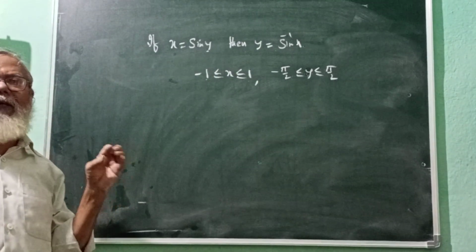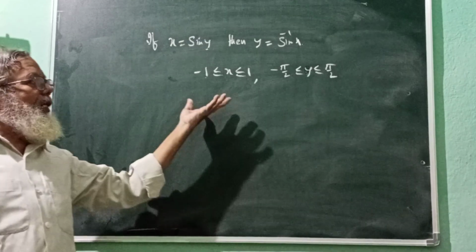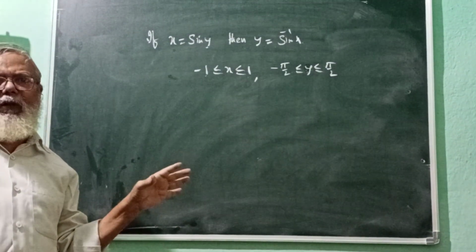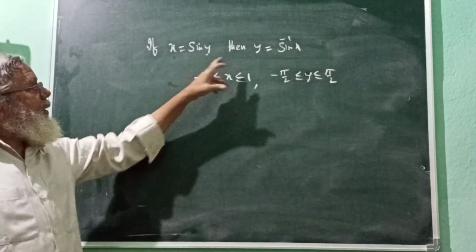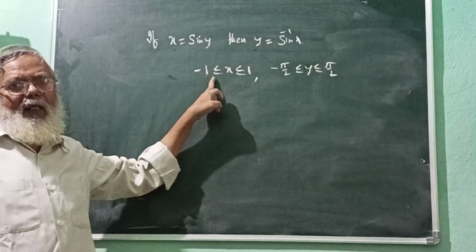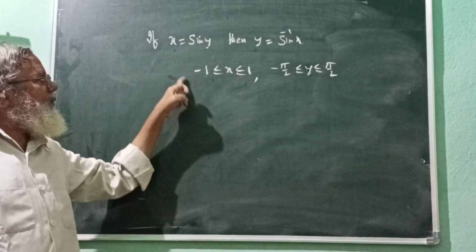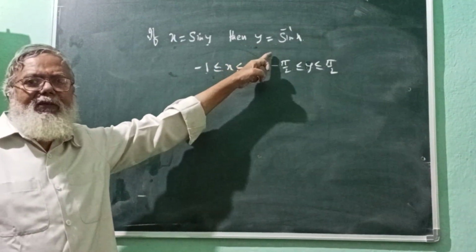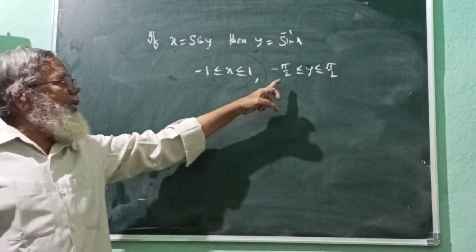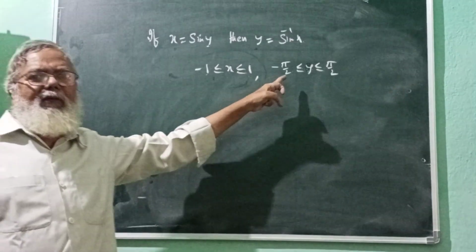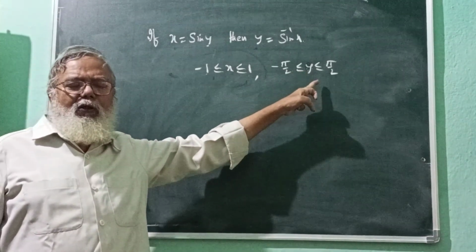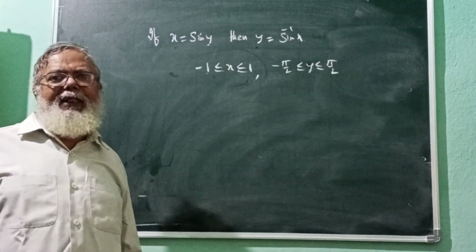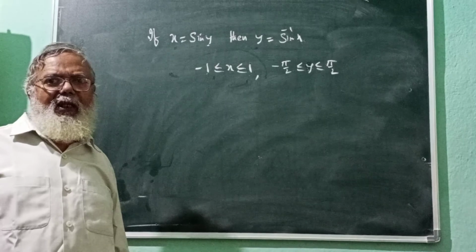Then and then only. If we are getting a value beyond these conditions, then we reject it, and that is not acceptable for us, because it is true only for this value. This is the value of x. This value is called the domain of the function sine inverse x. And this value, minus pi by 2 is less than or equal to y is less than or equal to plus pi by 2, is called the range of this function sine inverse.